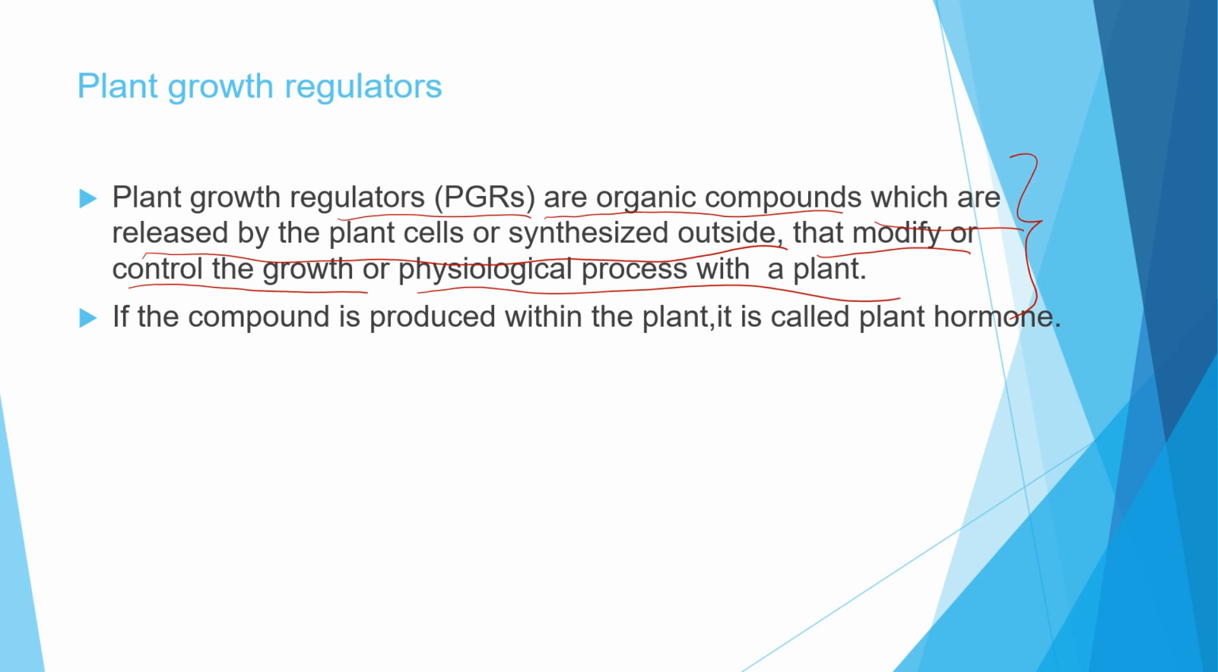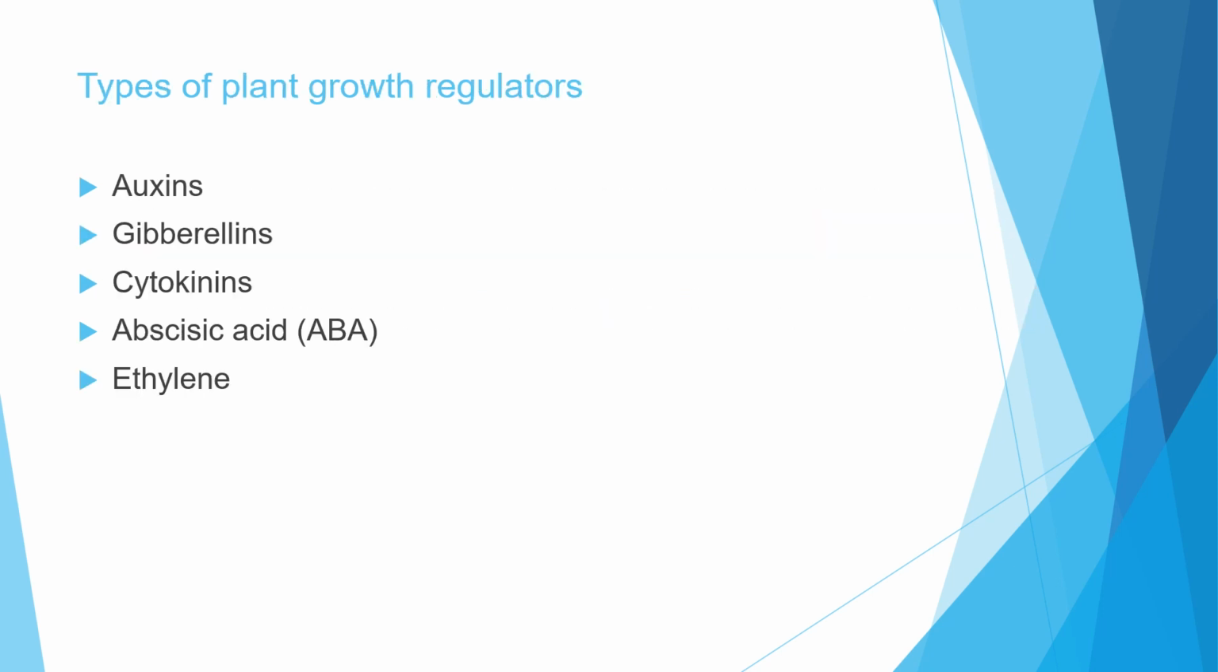Now we will shift to the types of plant growth regulators. These are the types of plant growth regulators. First one is auxins, next one is gibberellins, then cytokinins, then comes abscisic acid, and then ethylene. So the first three are plant growth promoters, whereas the last two are plant growth inhibitors.